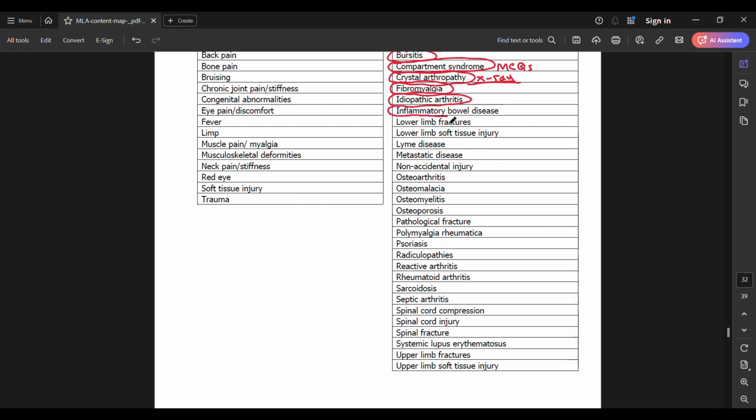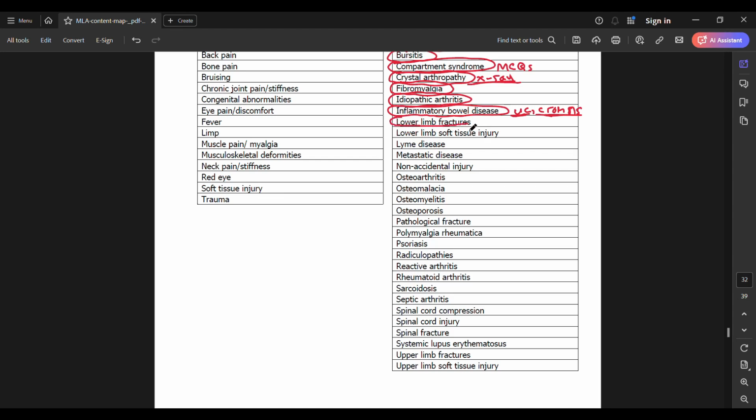Next, you have inflammatory bowel disease, ulcerative colitis, and Crohn's, right? Important, you should know the difference. They love to test you on this in your multiple choice question exams. It could show up in your OSCE stations as well. Do this topic well, okay?